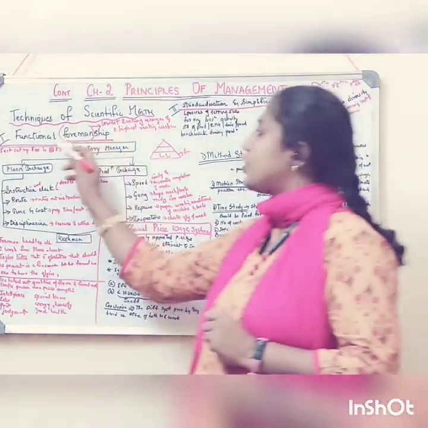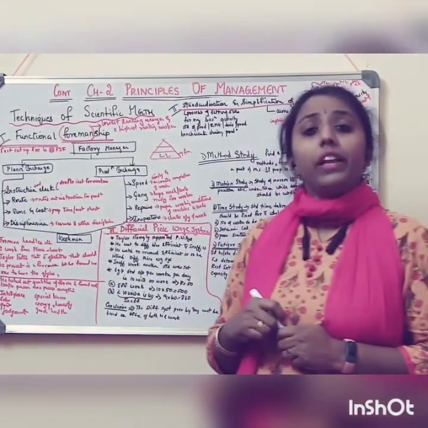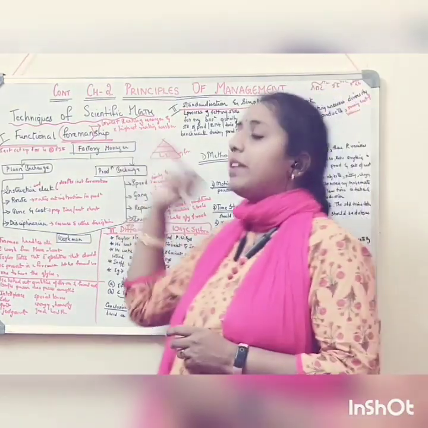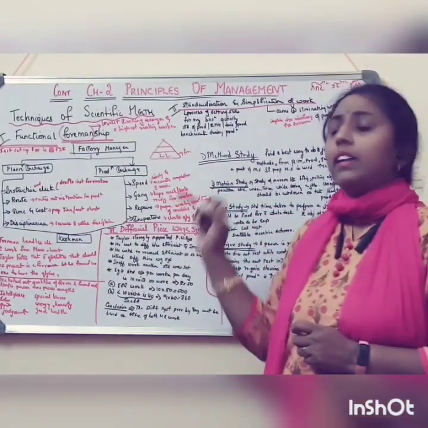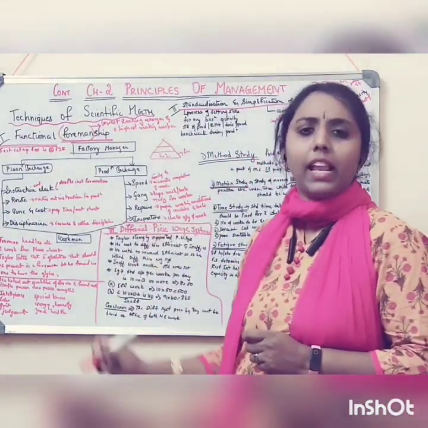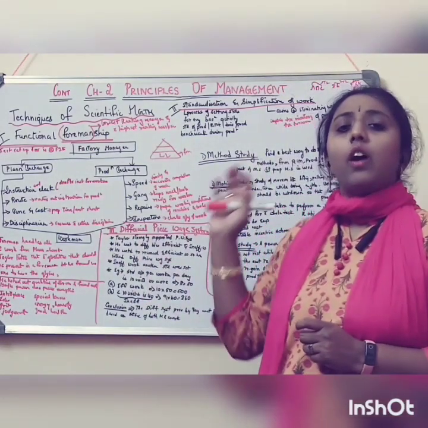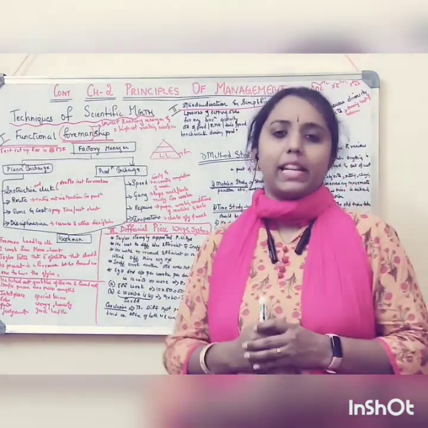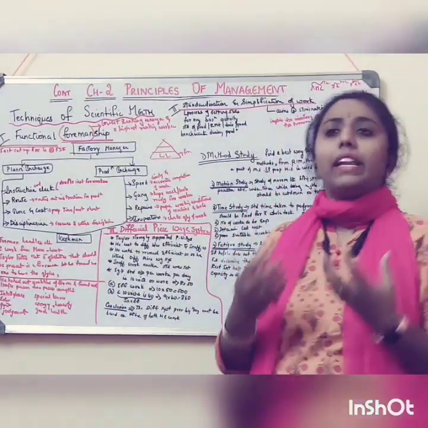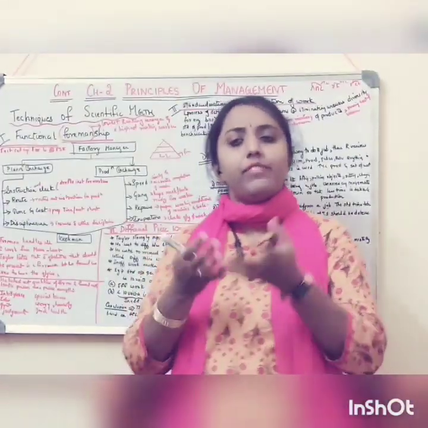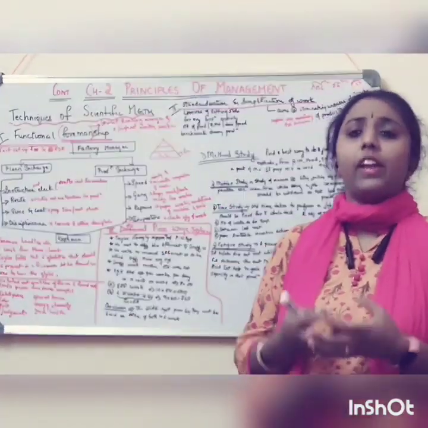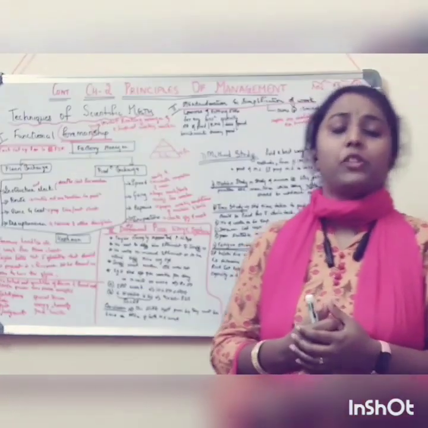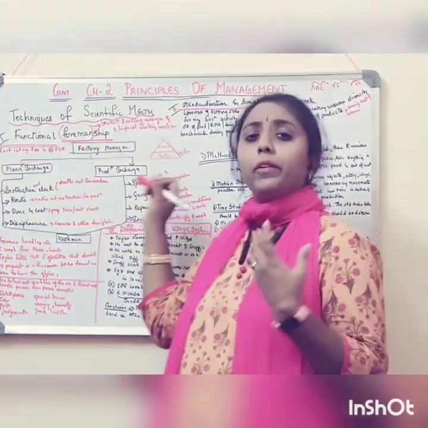First one is functional foremanship. Now you need to understand who is a foreman. What is F.W. Taylor trying to tell us through all these things? Now, functional foremanship: F.W. Taylor is concentrating on a factory setup. He wanted to implement and improve certain things in a factory setup, the way things are working, or the way efficiency and measurement of production are measured. He wanted to check that, or he wanted to improve that.